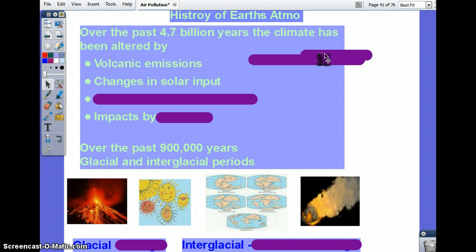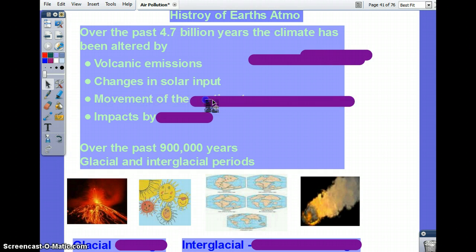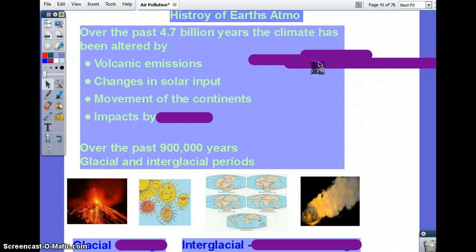Changes in solar input. Again, we're talking about things that affected climate. Movement of the continents caused by what? Plate tectonics, or the shifting of the plates. How do they shift? Convergent, coming together. Divergent, moving apart. Parallel, transform, faults, okay? And meteors impacted Earth's atmosphere, or they came through and impacted our climate.